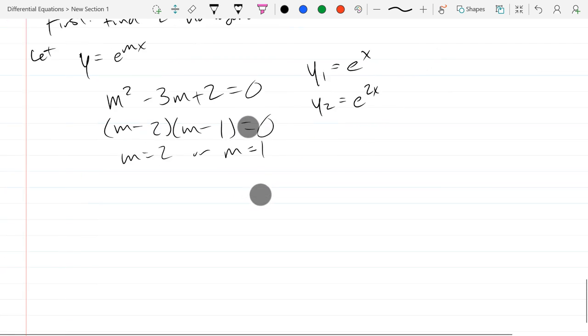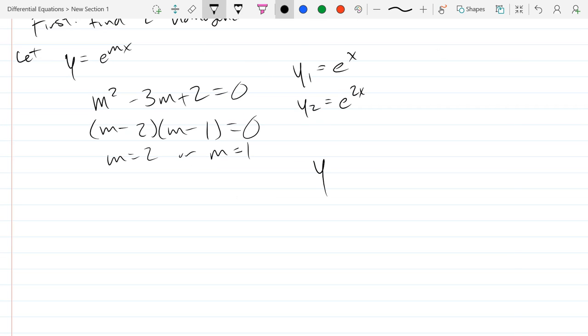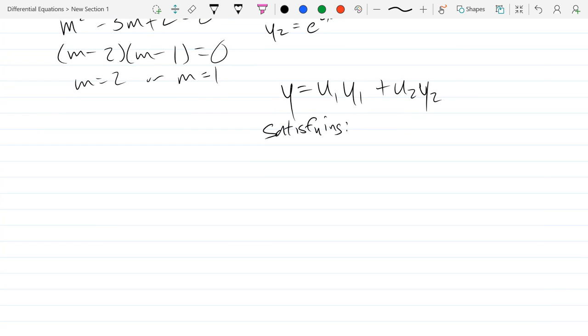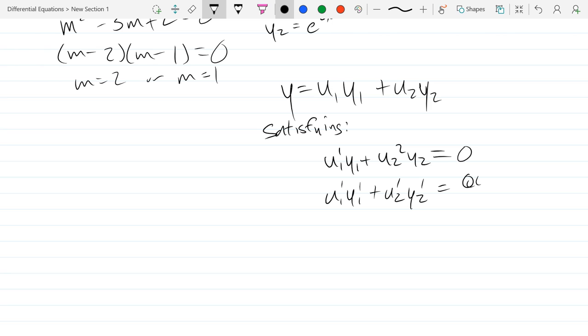So let's write out our actual full solution, which will be u1 y1 plus u2 y2. We just have to figure out the functions u1 and u2. The two equations we have to satisfy: u1 prime y1 plus u2 prime y2 equals 0. And the other, u1 prime y1 prime plus u2 prime y2 prime equals q of x over a2.